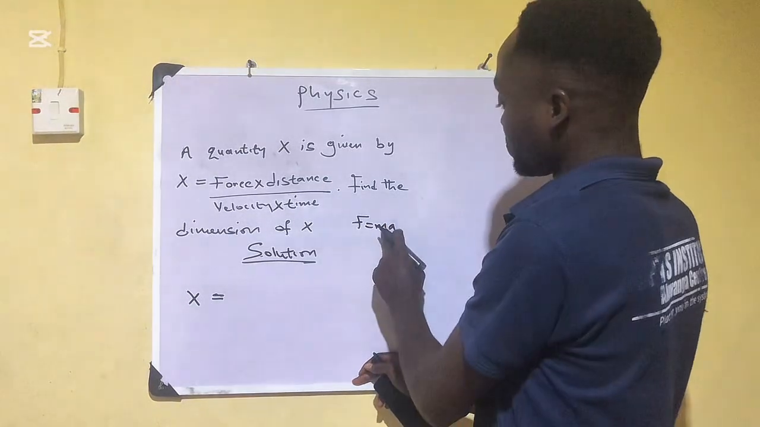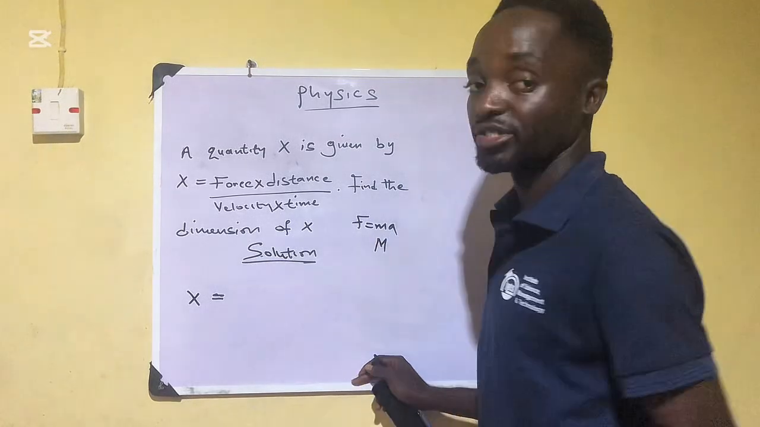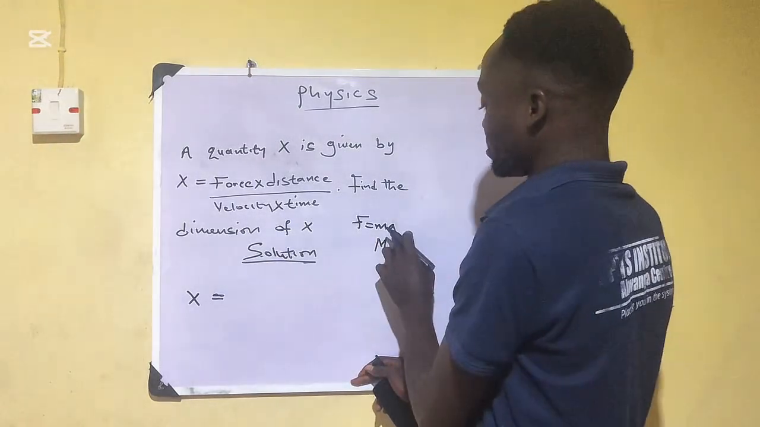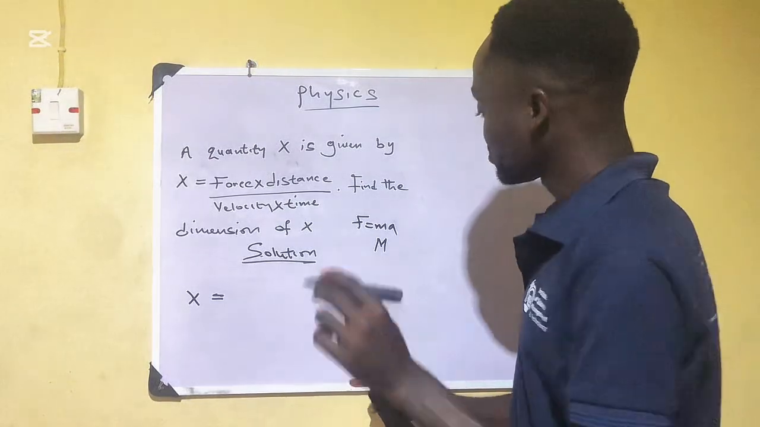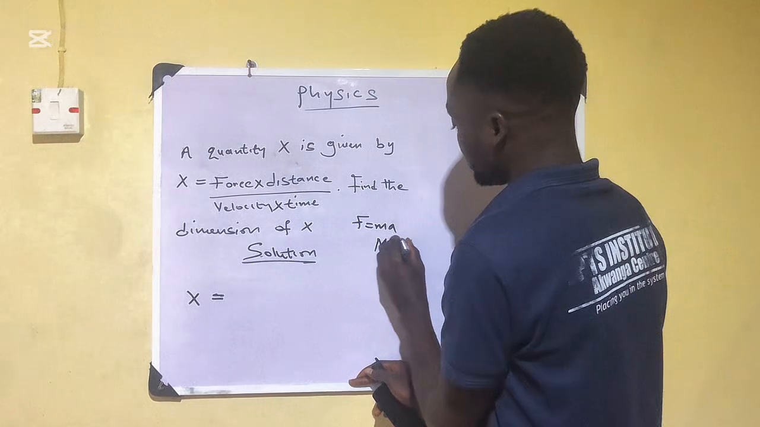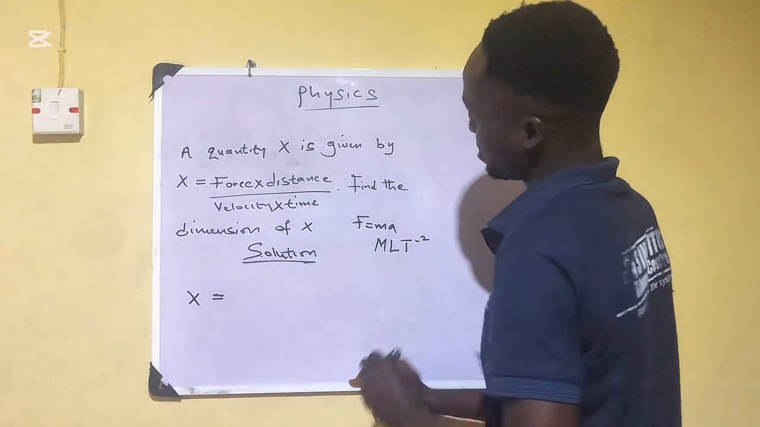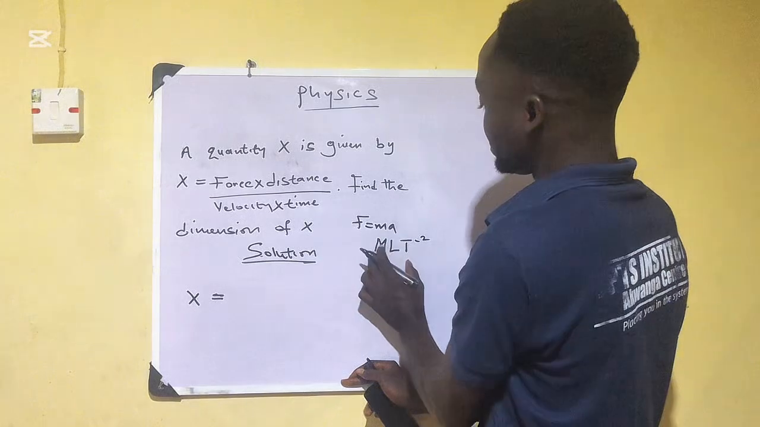And what is the dimension for this? Mass is represented by capital M if you are writing it using dimensional quantities. While acceleration, remember, is change in velocity all over time. So the dimension for acceleration is what? L T per T squared. That is the dimension for force.